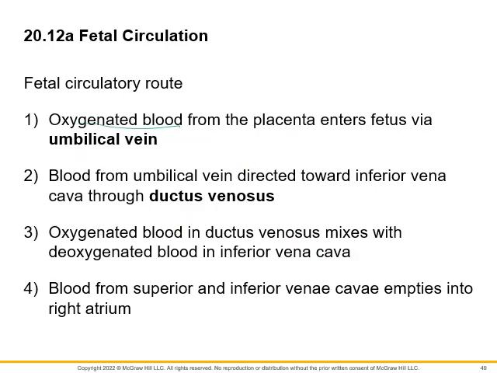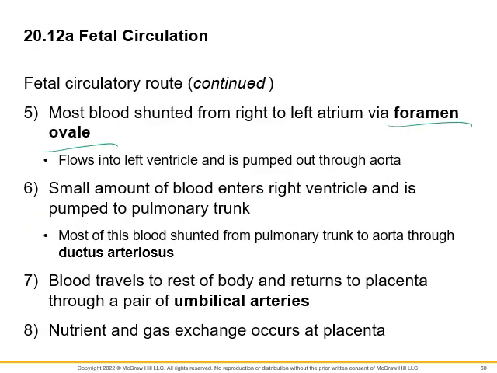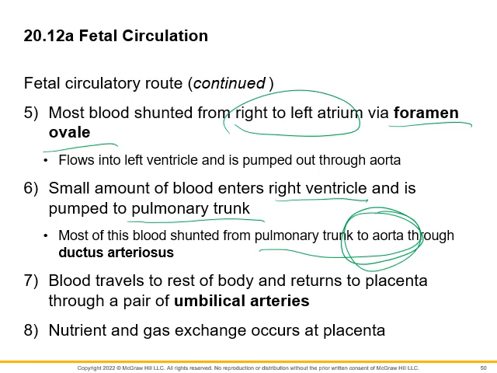So the oxygenated blood from the placenta is going to enter the fetus, umbilical vein. We're going to see that the blood coming from the placenta directed towards the inferior vena cava through something called the ductus venosus. We're going to see oxygenated blood mix with deoxygenated blood. We're going to see blood passed from right to left atrium in the foramen ovale. We're also going to see blood as it enters the right ventricle pumped to the pulmonary trunk, that some of it is going to be shunted to the aorta. And that's through the ductus arteriosus.